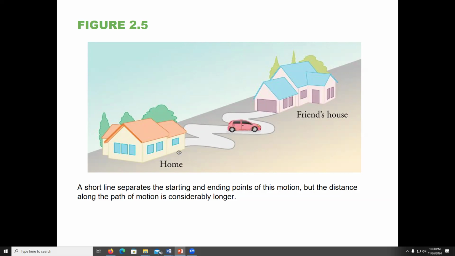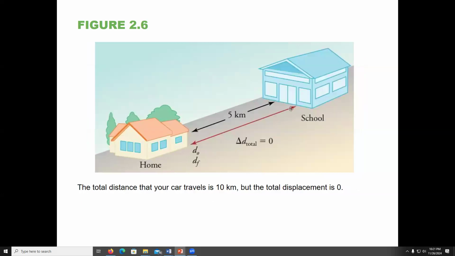So if the home is a mile away from your friend's home, that means the displacement is 1 mile. But if that 1 mile you kept zigzagging it, you add up in distance, you add up all the steps. But in displacement, it is only the shortest distance between your initial position and your final position. So the total distance that your car travels is 10 kilometers. 5 kilometers to school, 5 kilometers back, the distance is 10. But the displacement, you started off at 0, you went to school, that's +5. You came back, that's -5, that's a 0.